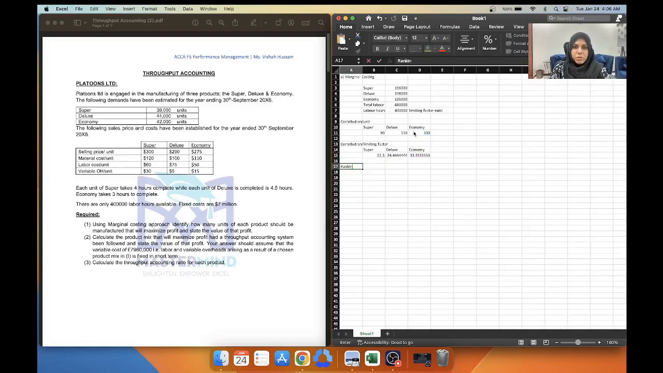Now you need to rank the products. So we are going to rank the products based on highest contribution per limiting factor, which means economy gets first, deluxe second, and super third. Now we need to make the optimal plan. So economy will be produced first, then deluxe.